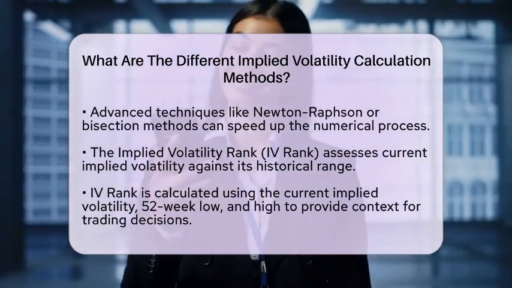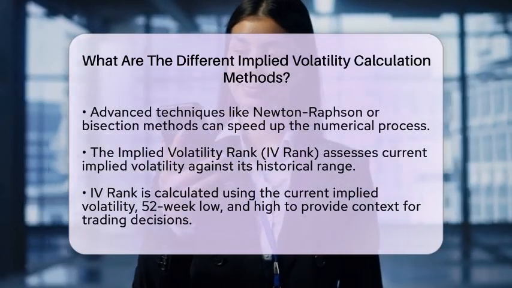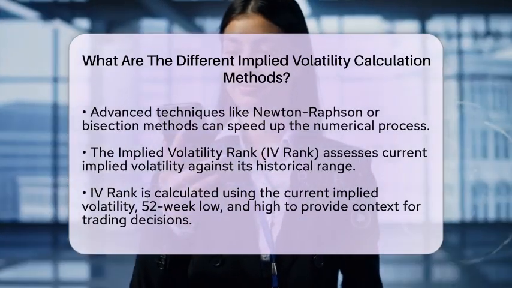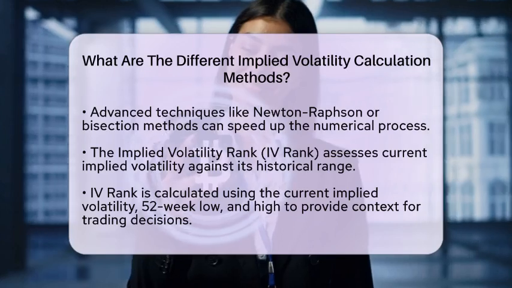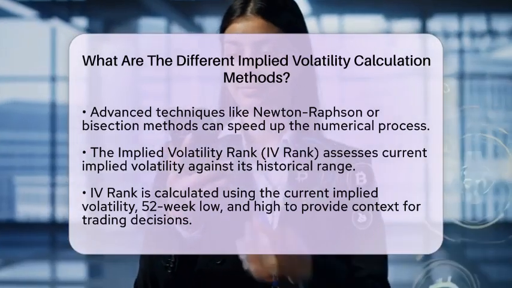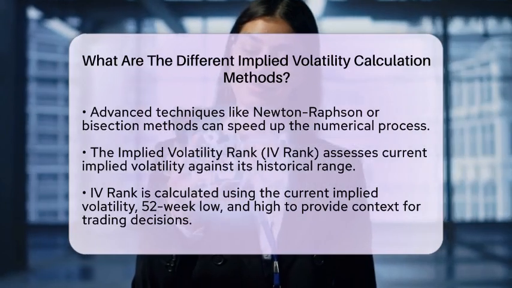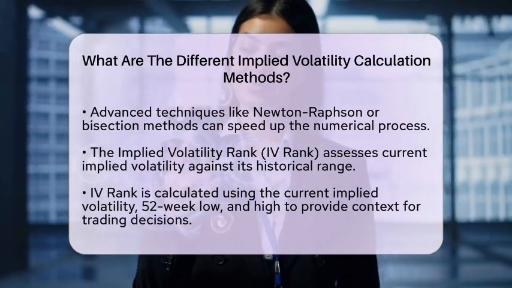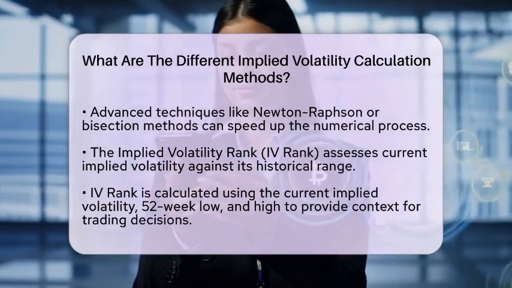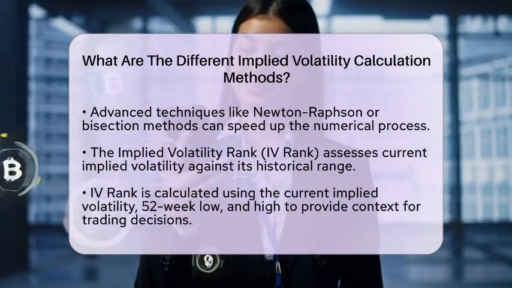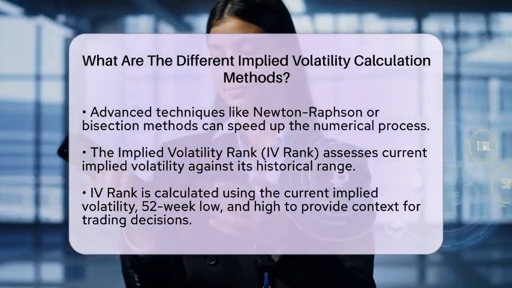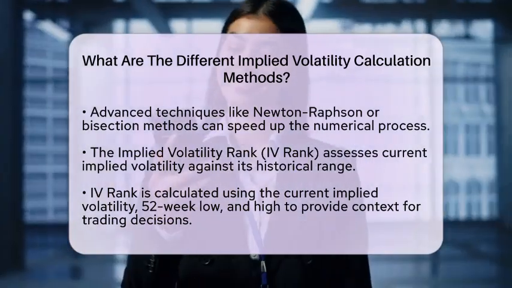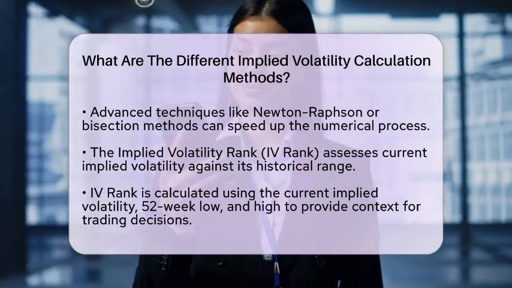Another useful tool is the Implied Volatility Rank, or IV rank. This method assesses whether the current implied volatility is high or low compared to its historical range, typically over the past year. The IV rank is calculated by taking the current implied volatility, subtracting the 52-week low, and dividing that by the difference between the 52-week high and low. This ratio helps traders understand the relative level of implied volatility, which can influence their trading decisions. A high IV rank indicates that options are relatively expensive, while a low IV rank suggests they are cheaper.